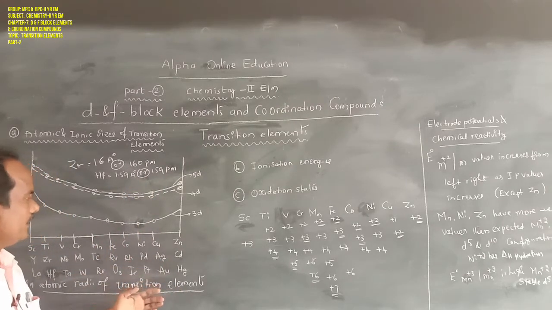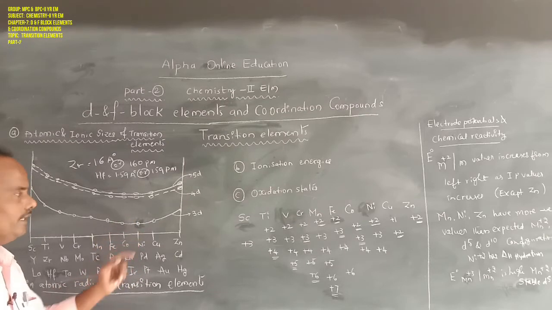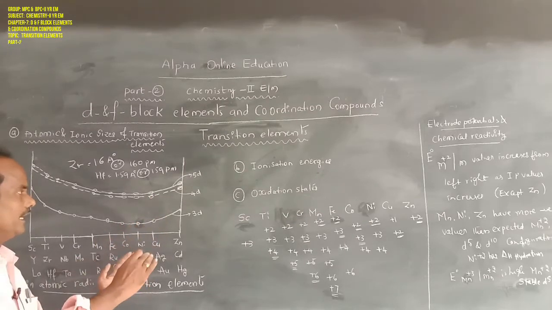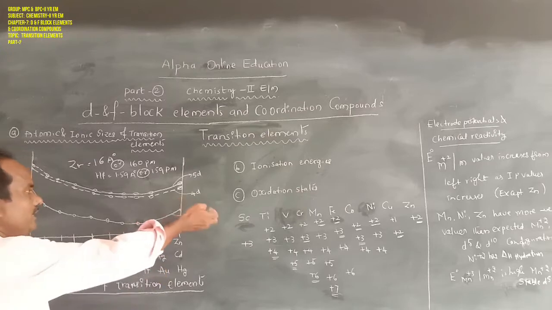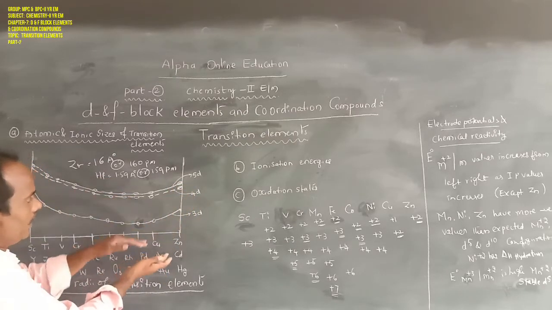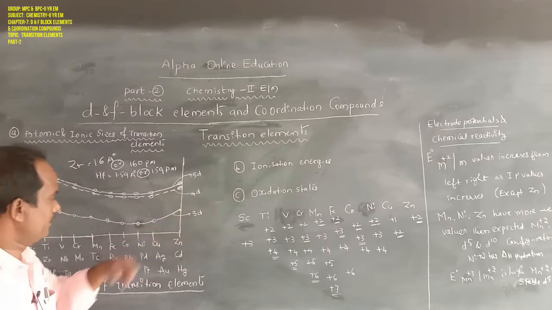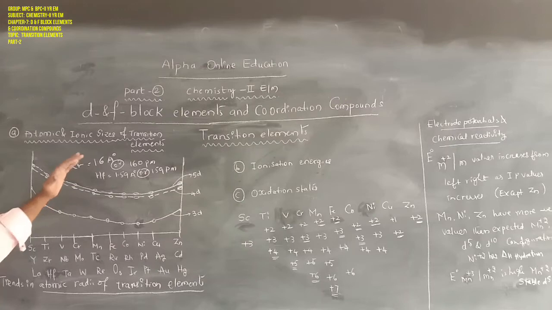Again, the reason is what? Because of the high repulsions among the electrons in the atom, the electron cloud can expand and their size is larger, though they are at the end of the series. Okay, so this is about atomic and ionic sizes of transition elements, the 3d, 4d and 5d series elements.